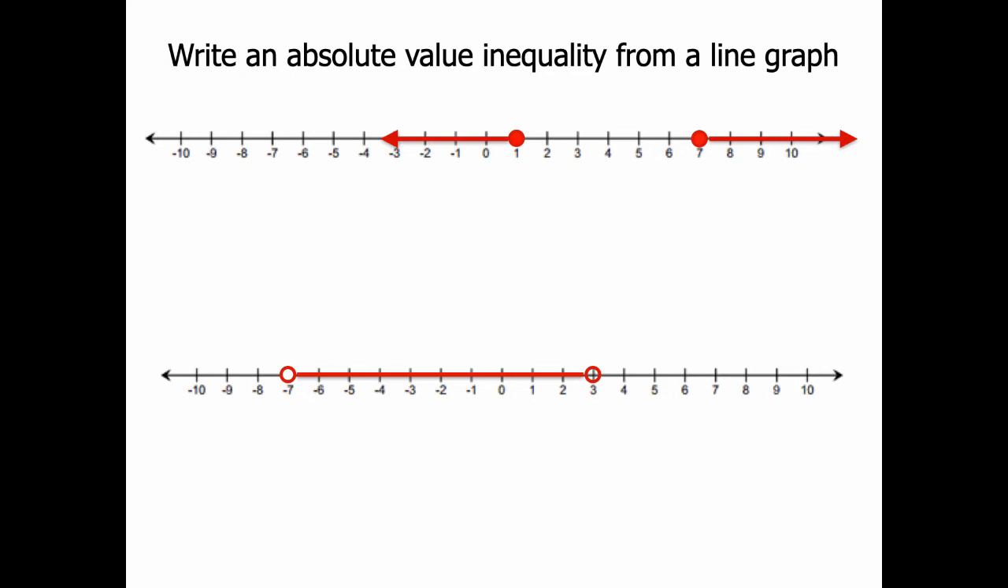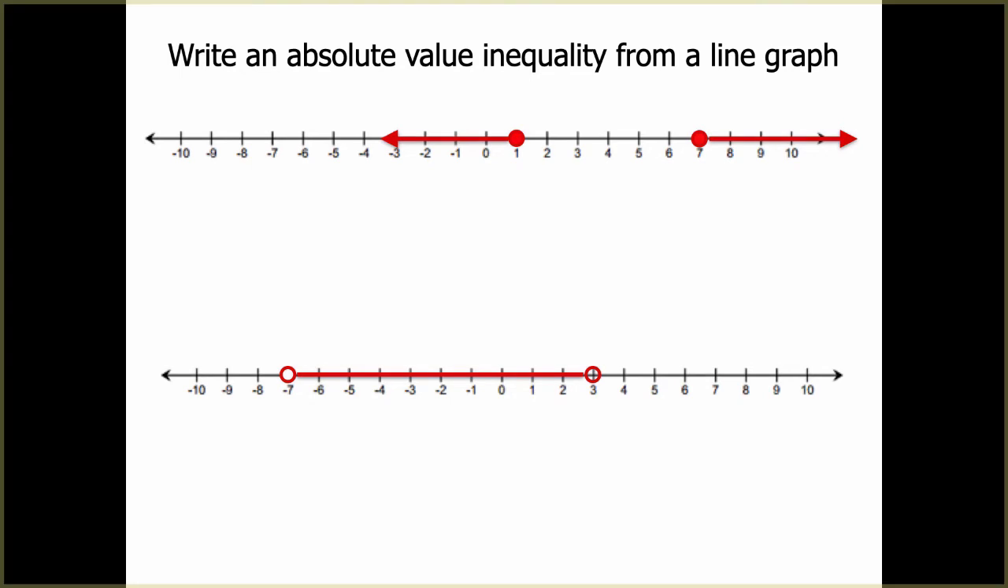Here we have a number line with x is less than or equal to 1, and x is greater than or equal to 7. This is an or inequality because we have a gap in between. So it's either less than or equal to 1 or it's greater than or equal to 7.